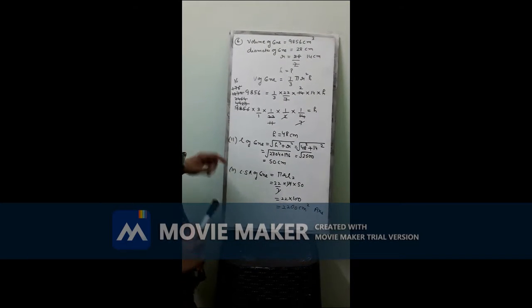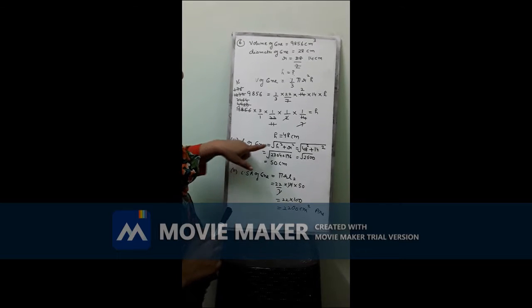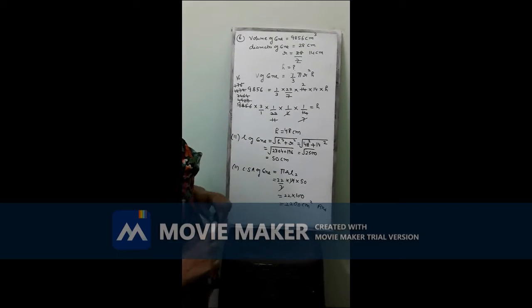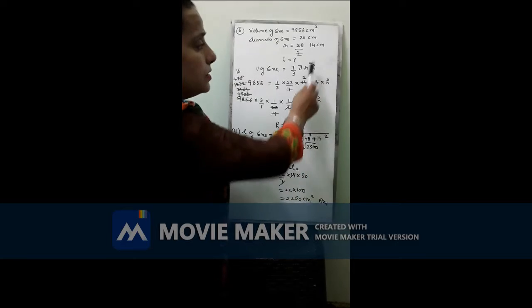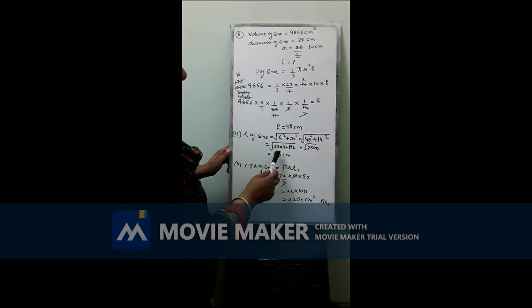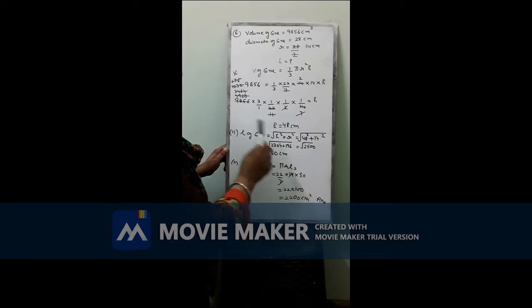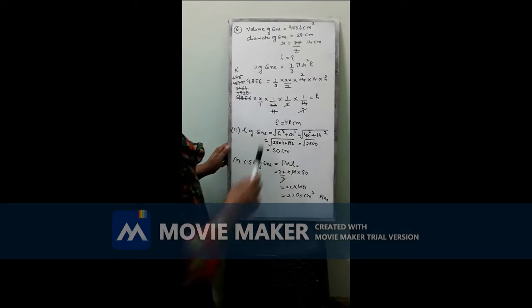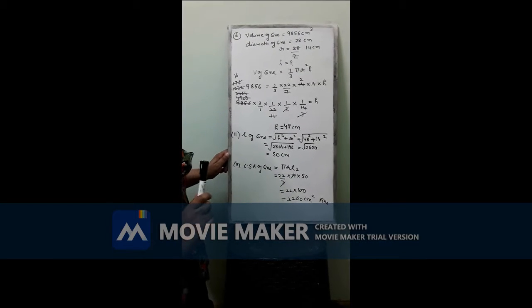Now in the second part he has asked for the slant height of the cone: under root r square plus h square, 48 square plus 14 square. You will get 2304 plus 196. This is 2500 and the square root of 2500 is 50 centimeters.